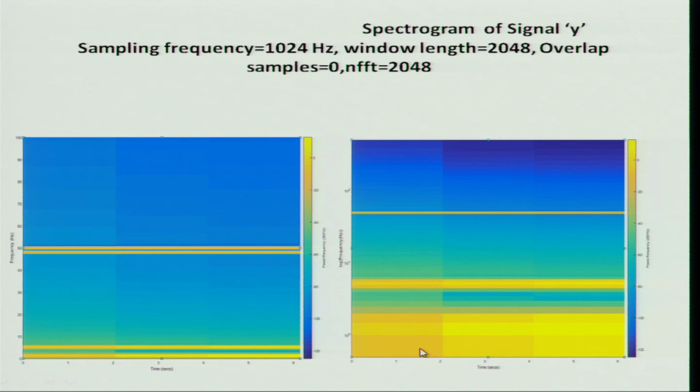But in the larger window, you are losing time related information. So this entire thing is homogeneous. Then you have another homogeneous color, then you have another homogeneous color. So you lose time information, but you get more frequency information. So this is again to show these plots.